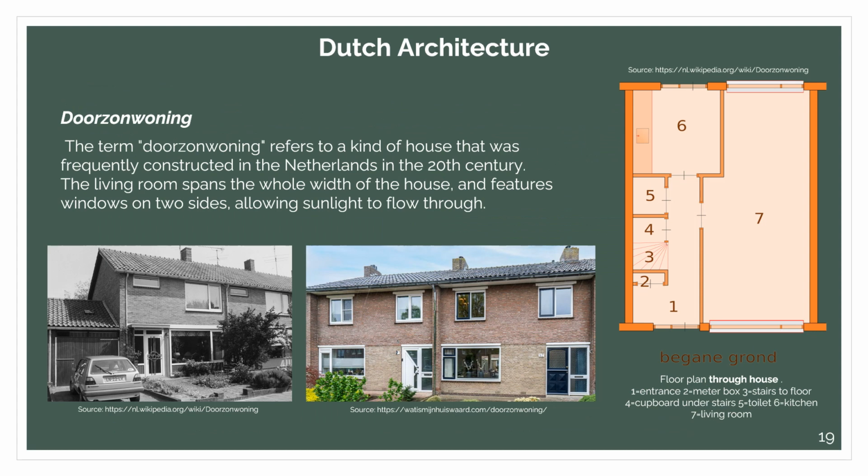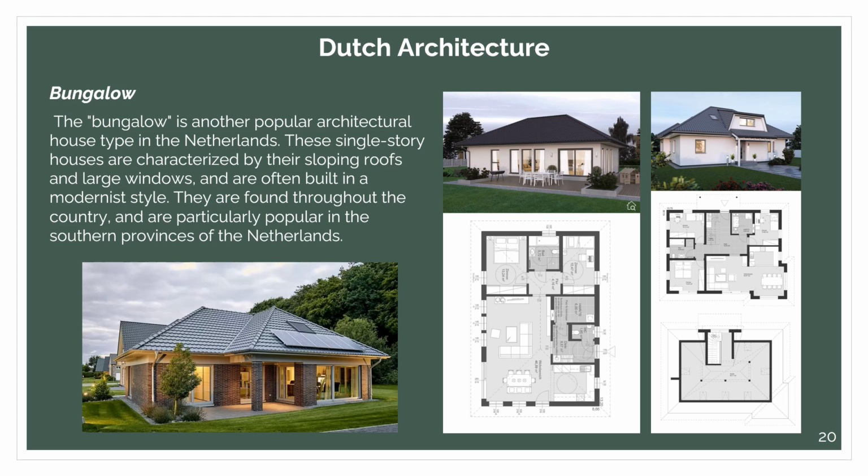Doorzonwoning. The term doorzonwoning refers to a kind of house that was frequently constructed in the Netherlands in the 20th century. The living room spans the whole width of the house and features windows on two sides, allowing sunlight to flow through. Bungalow. The bungalow is another popular architectural house type in the Netherlands. These single-story houses are characterized by their sloping roofs and large windows and are often built in a modernist style. They are found throughout the country and are particularly popular in the southern provinces of the Netherlands.